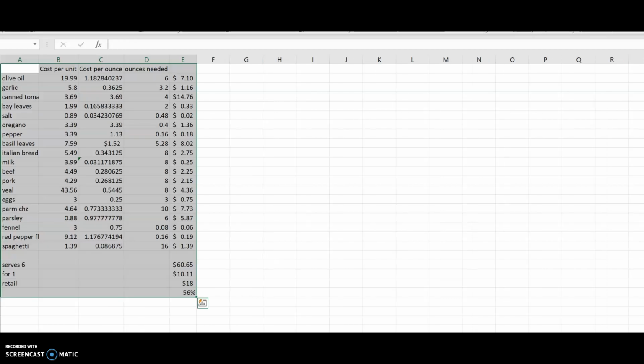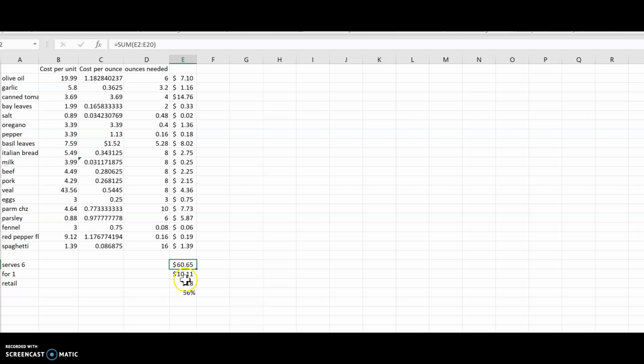So I have an example on spaghetti, where I read the ingredients from the recipe and was able to cost it out. I said, okay, this recipe serves 6 people, but I'm only selling 1 plate of it. So I take the amount for 6 people, and I divide it by 6 so that I get the price for one dish, and it's $10.11. Well, my menu price was $18, so that's a pretty high food cost of 56%.